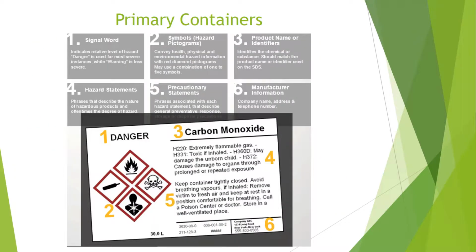There are 6 requirements when labeling a primary container. Number 1, the signal word. The signal word indicates the level of hazard. Danger is used for most severe instances, while warning is less severe.